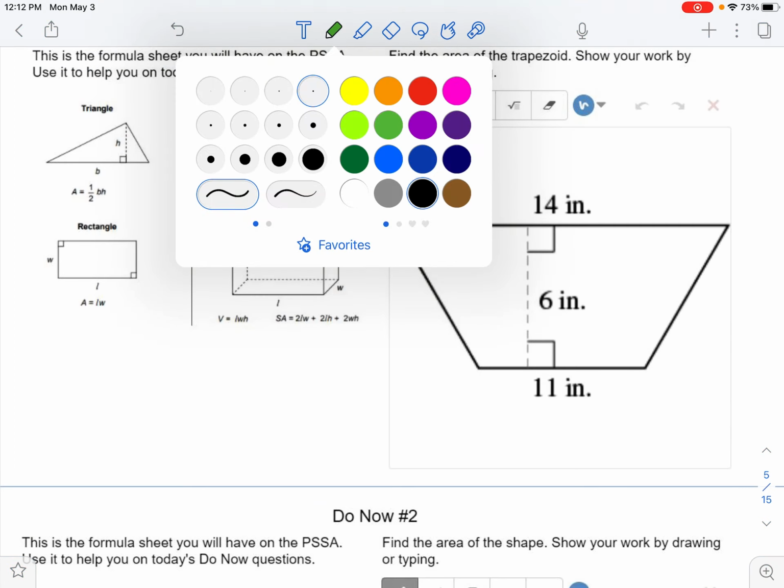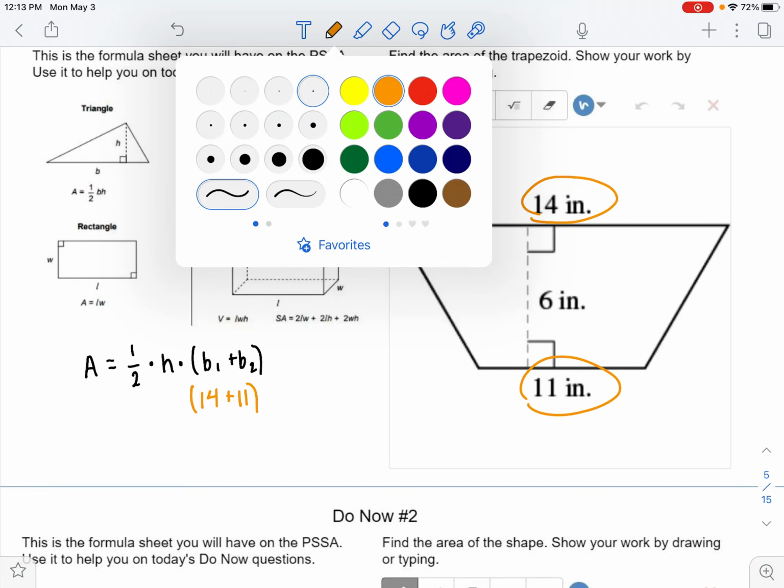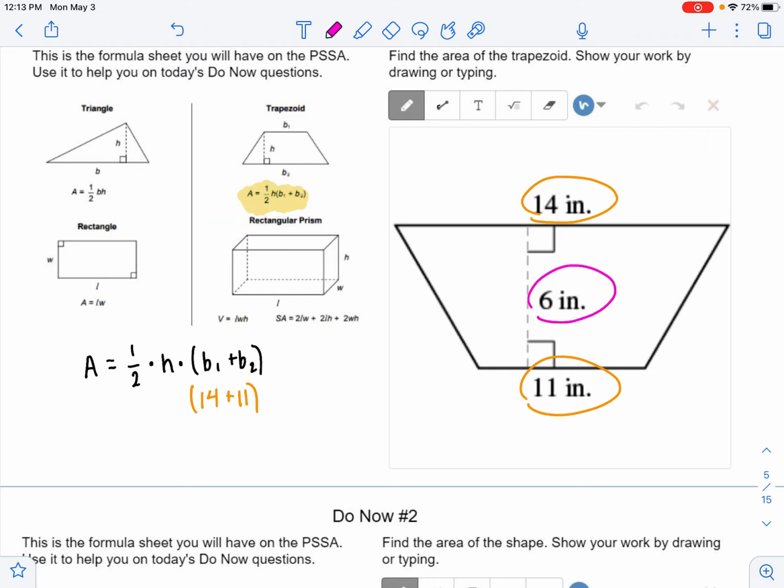We know that we need to multiply 1/2 times h times base 1 plus base 2. So all I need to do to find the area of this specific trapezoid is figure out what my bases are. So I know that base 1 and 2 are 14 and 11. And I'm going to replace h with my height. So that's 6. And I'll have to multiply all of that times 1/2 because that's in the formula.